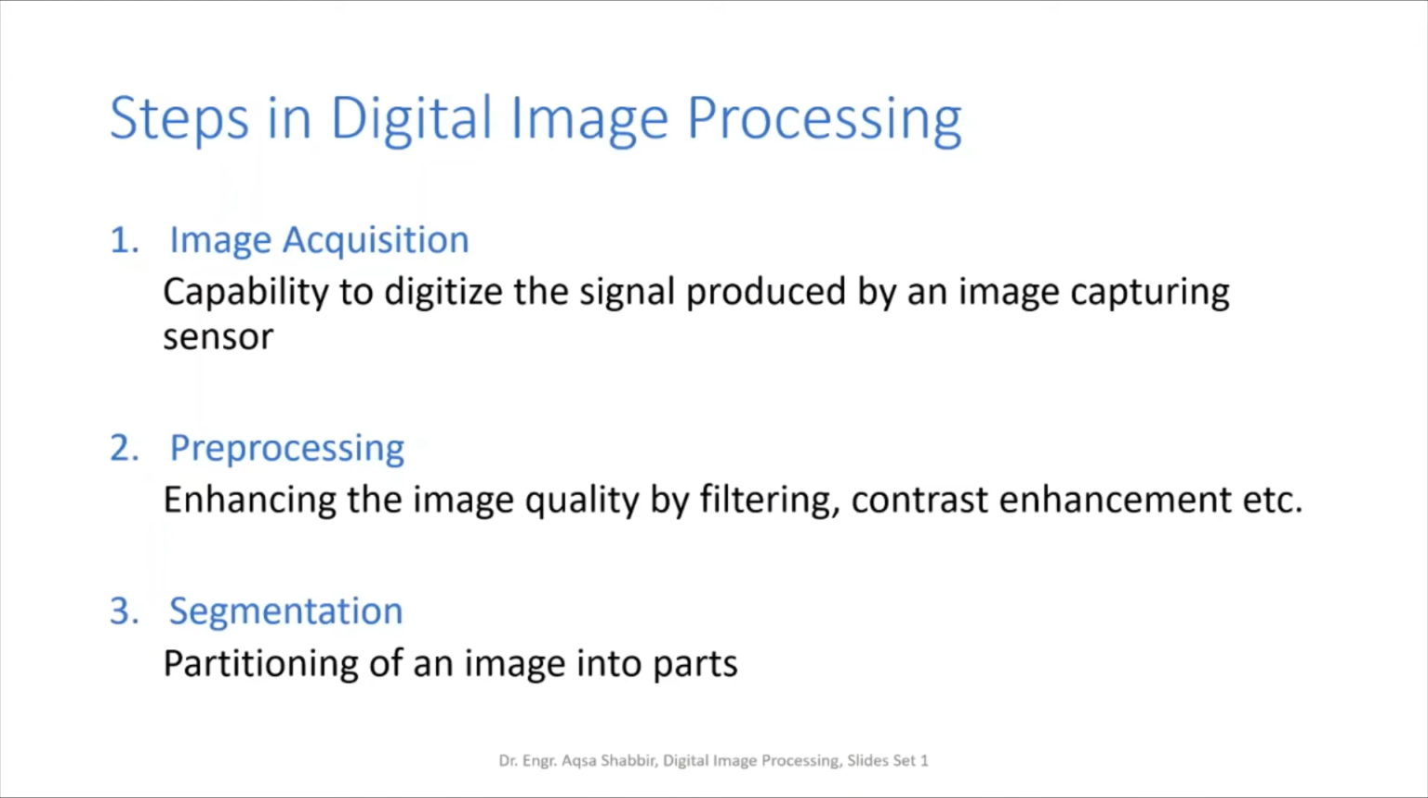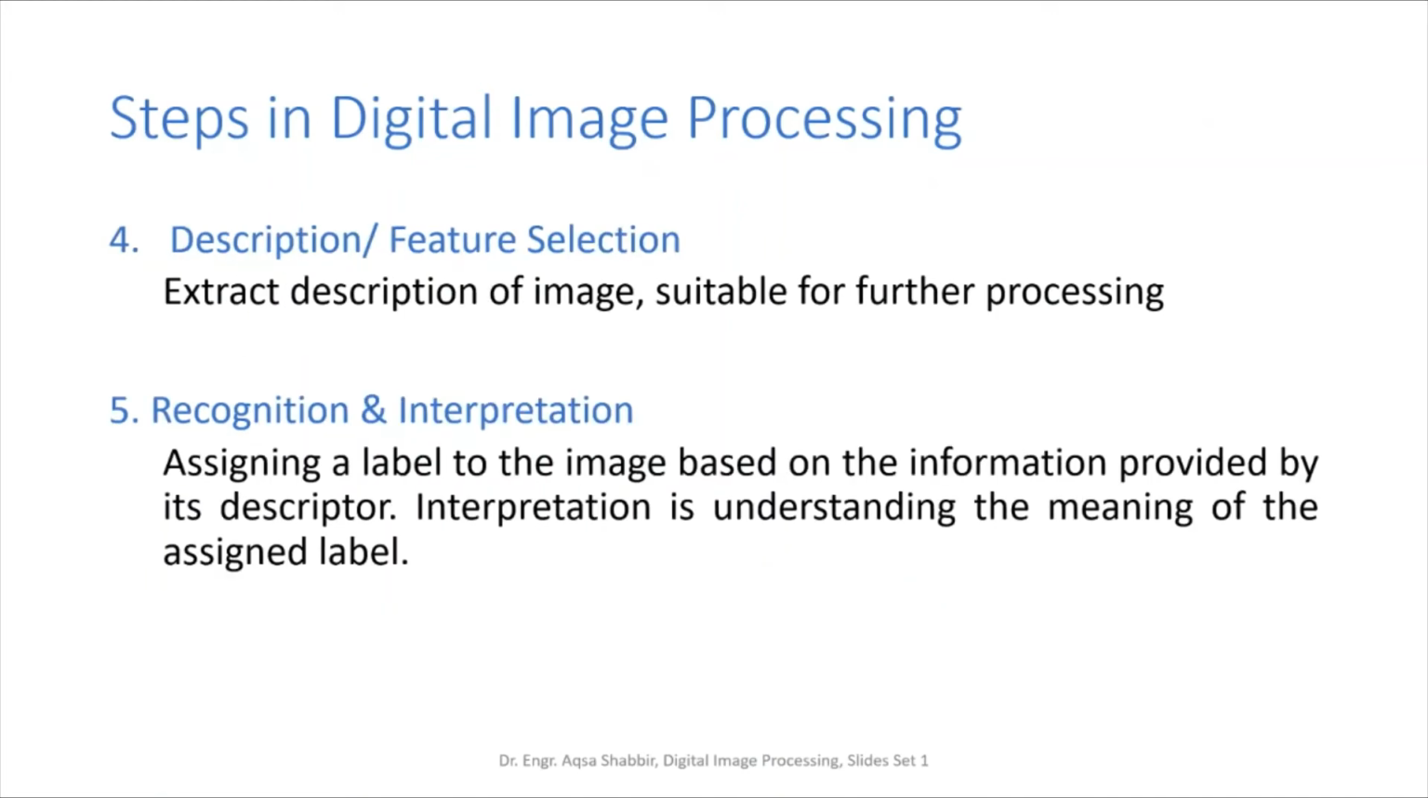The second is pre-processing, which is, let's say, that once we have acquired the image of interest, we improve its quality by filtering. We could possibly remove noise from it. Then the third step is segmentation. We partition our input image into smaller parts for further processing. The fourth step is description or feature selection. By this we mean that from that input image, we extract certain attributes or characteristics of interest, which will then help us in further processing.